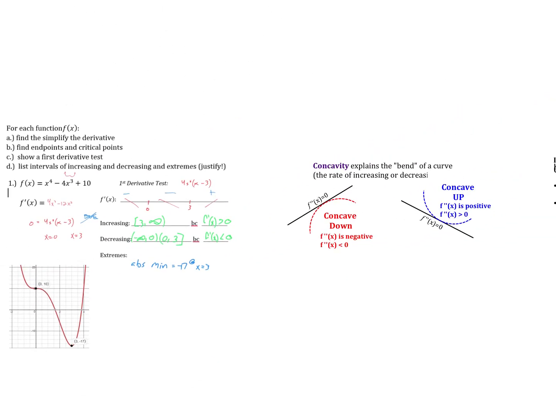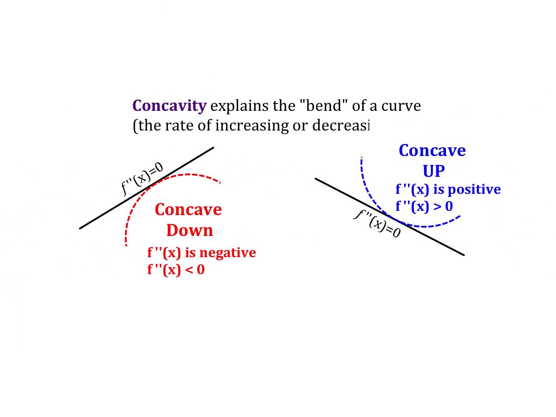All right, well, let's get into concavity. Concavity explains how the curve bends. So we have concave down, concave up. Concave down means it kind of looks like a frowny shape. Concave up means it kind of looks like a smiley shape. We can find concavity by using our second derivative. So if you have a negative second derivative, that means you have concave down. If you have a positive second derivative, you are concave up.